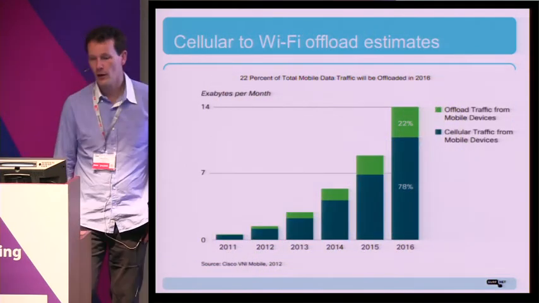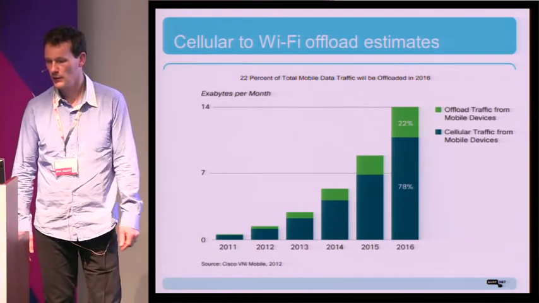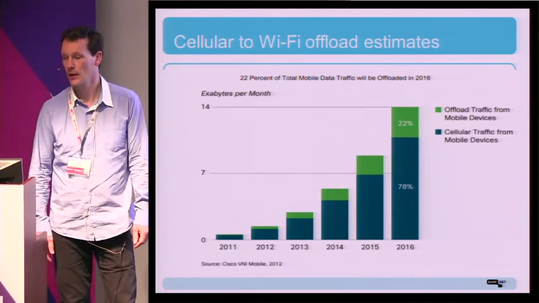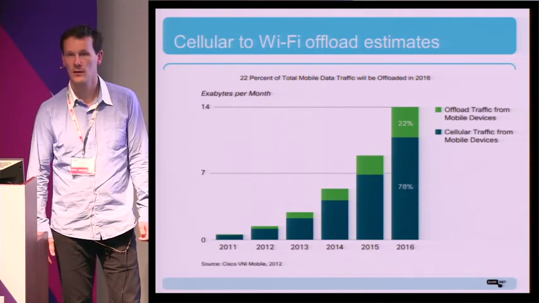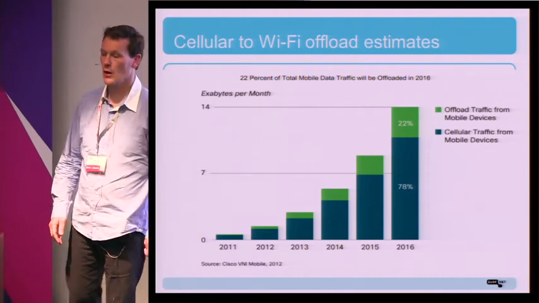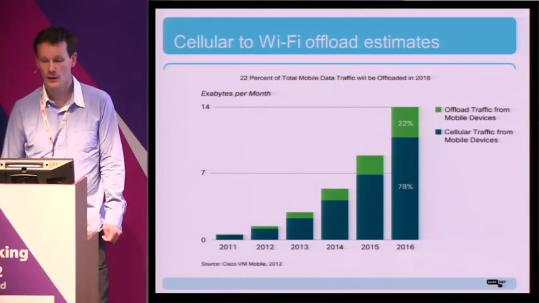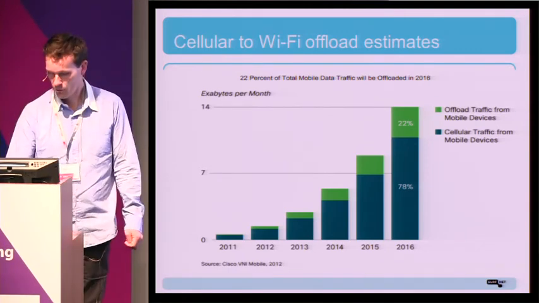Also, the providers are thinking about what to do with Wi-Fi, from their perspective, and a Cisco study shows that in a few years they expect that mobile network operators will offload about 22% of their traffic to Wi-Fi networks. So the interest is also from the other side.